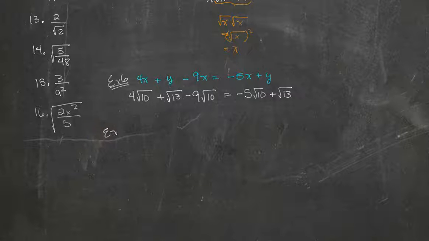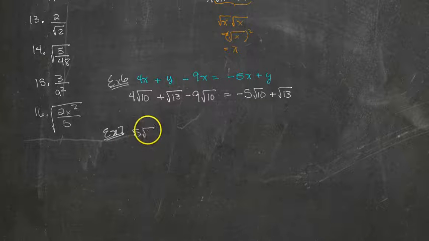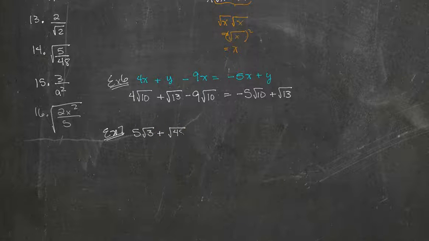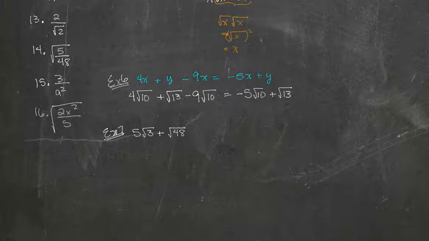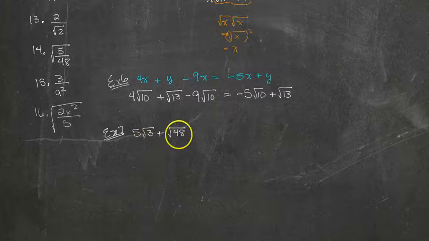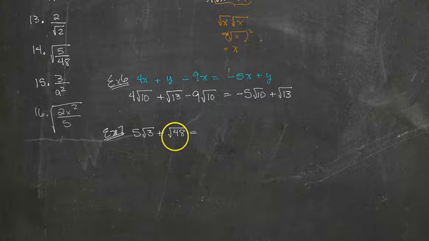But there is a little extra step you have to take, and that has to do with the whole simplifying thing. So let's look. 5 root 3 plus root 48. Before you can start combining them as like terms, it's a best practice to go ahead and reduce these to simplify your radicals. So 5 root 3, square root of 3, can't do anything with that, but 48 certainly has a contained perfect square. So let's write that out.